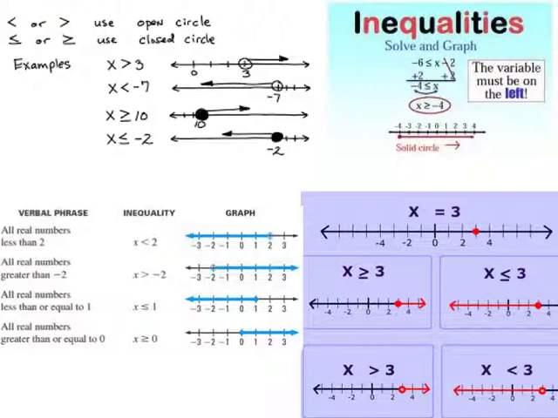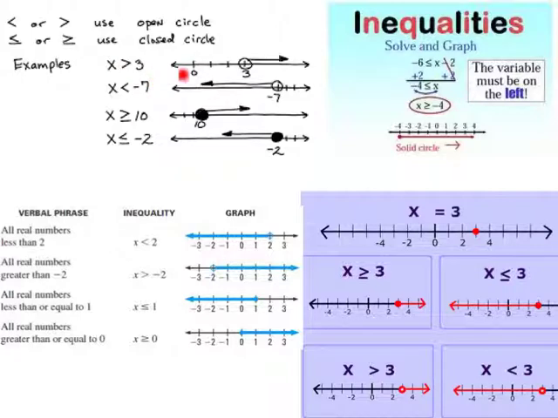Here I've just found some pictures that I thought would be good for you to have in your repertoire and to be able to look back at. These are just different ways to graph. For less than or greater than, you use an open circle, and for less than or equal to or greater than or equal to, you use a closed circle. Anytime it is equal, you use a closed circle.